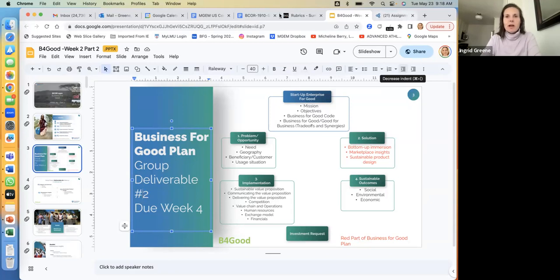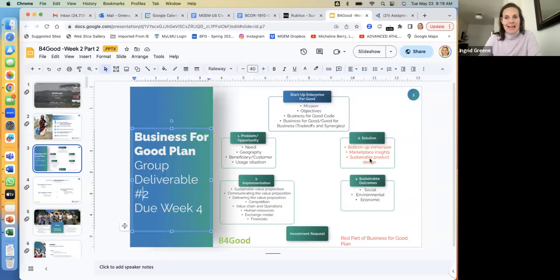So as you know, group deliverable number 1 was all about the problem and the opportunity, the need, the geography, the beneficiary, the customer, the usage situation. You also did your startup enterprise for good, your mission, your objectives, your business for good code, and your trade-offs and synergies you talked a little bit about. Now we're going to be talking about the solution. So really jumping into what actually you'd like to create.